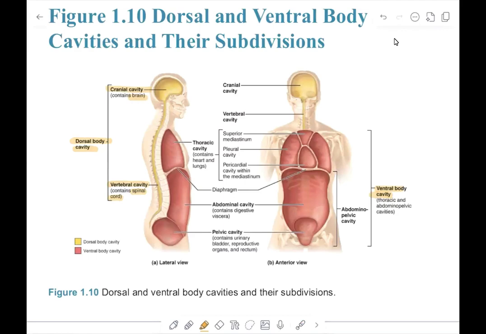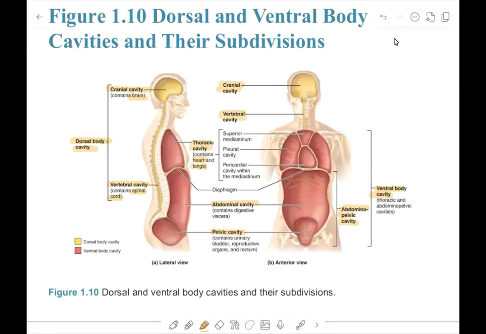The ventral cavity then can be subdivided into the thoracic cavity and the abdominal cavity or abdominal pelvic cavity. The abdominal pelvic cavity can then be subdivided into the abdominal cavity and the pelvic cavity, which is inferior to it. So we saw the subcavities for the dorsal cavity, cranial cavity, and vertebral cavity. And then you need to know what's found within it. Now for the thoracic cavity, it contains the heart and the lungs.